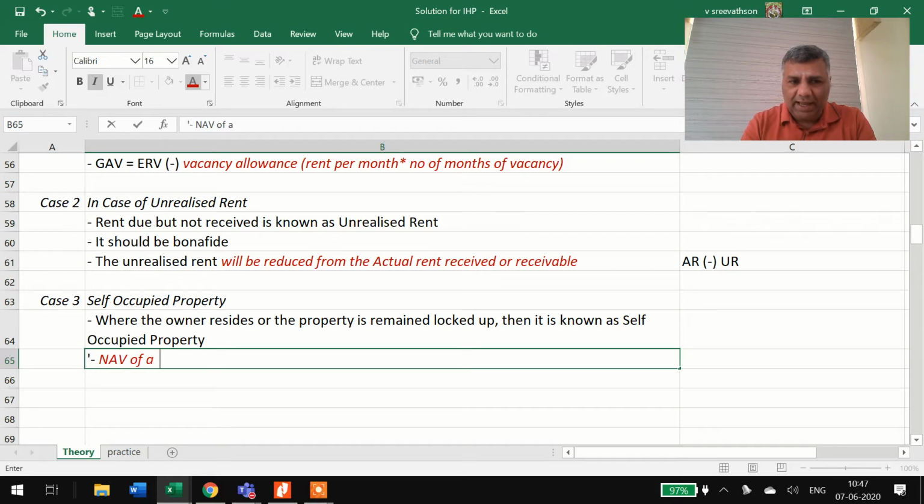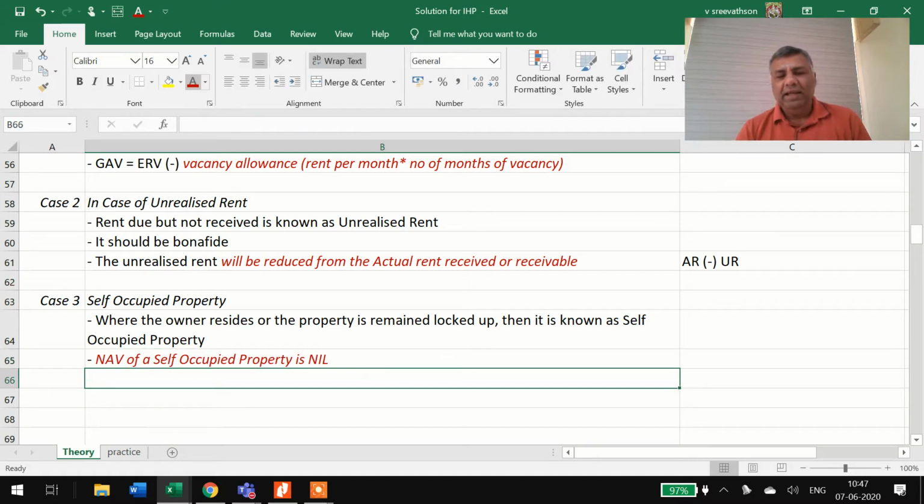NAV of a self-occupied property is nil. Net annual value of a self-occupied property is 0.